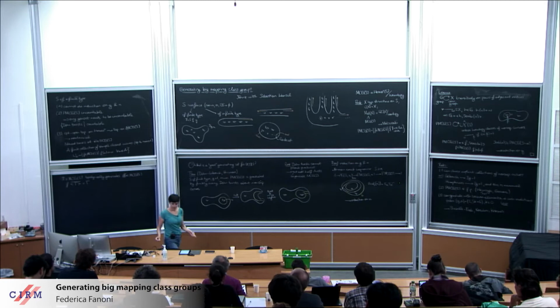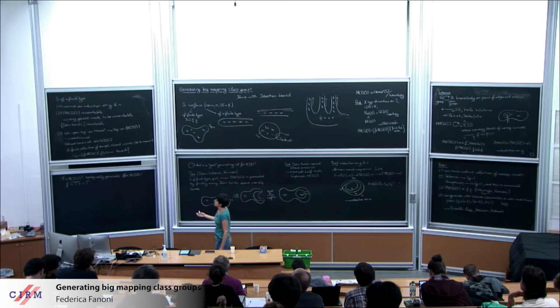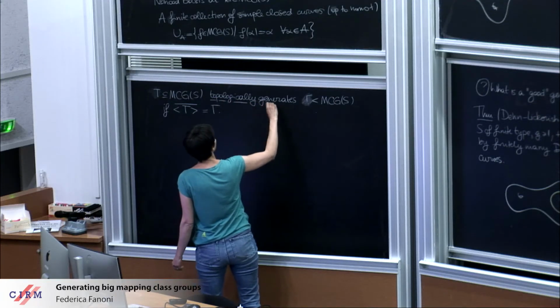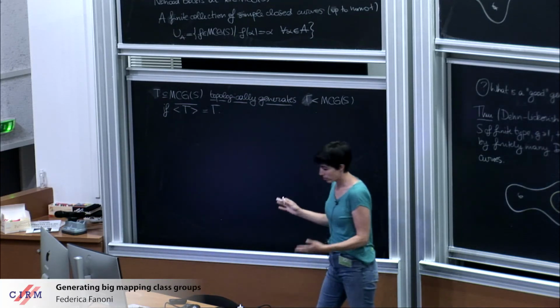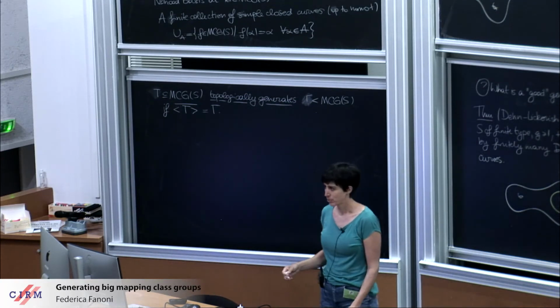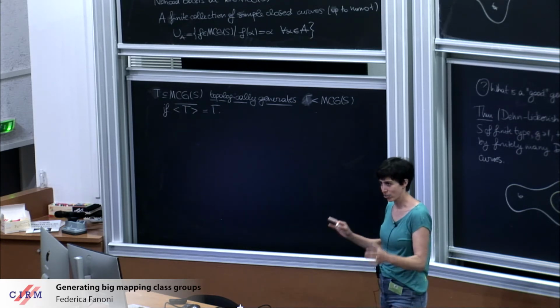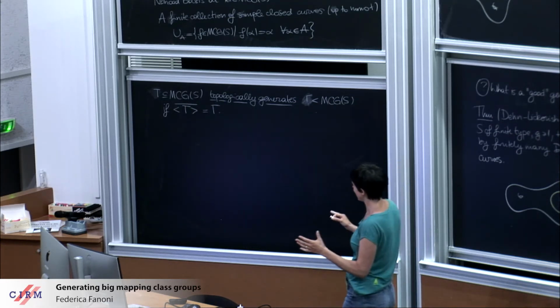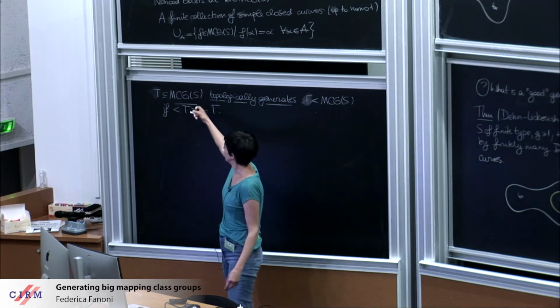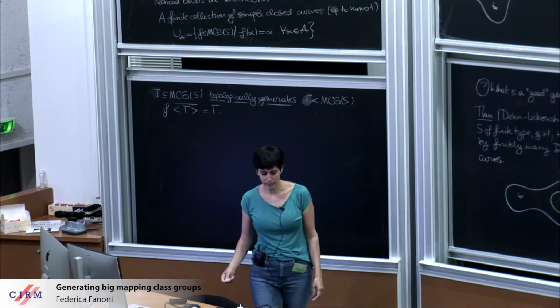So this could be nice. Describing a topological generating set could be interesting. You know that anyways, at least you can get your element as a limit of things you understand. But sometimes I prefer to just have a finite, just an algebraic generating set. I don't want to take limits.